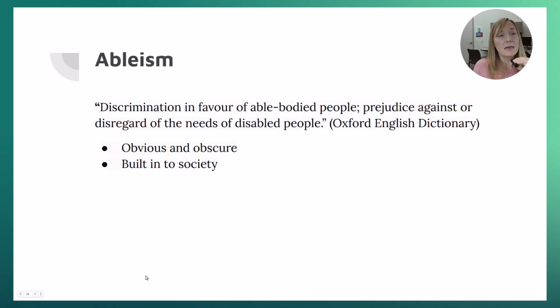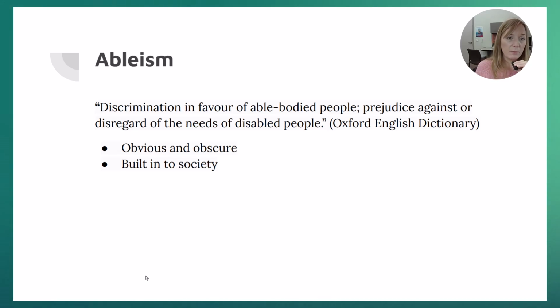Now, when we think about how we can frame disabilities or what happens when we don't have exposure to disabilities and we have kind of a prejudice or discrimination against people with disabilities, that's called ableism. And ableism is defined as discrimination in favor of able-bodied people, prejudice or disregard of the needs of disabled people. And this can be obscure, meaning that we're not really aware that it's happening, and it can be really obvious, right? So an obvious example would be, I can't give this person a job, they're in a wheelchair. So they may not be able to perform the task. That is an obvious form of ableism.